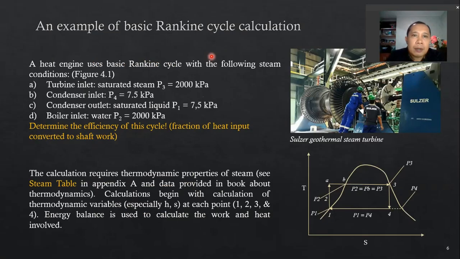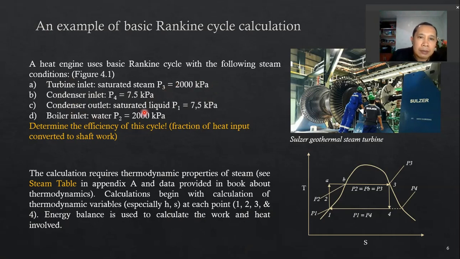Now, an example of basic calculation in Rankine cycle. Again, this is all ideal Rankine cycle. We have the data here. Turbine inlet condition: saturated steam at 2000 kilopascal. So saturated steam means that if you know the pressure, then you can always identify the saturated temperature or vice versa. Okay, condenser inlet pressure is 7.5 kilopascal, so you can calculate the expansion ratio, meaning the ratio between P3 and P4.